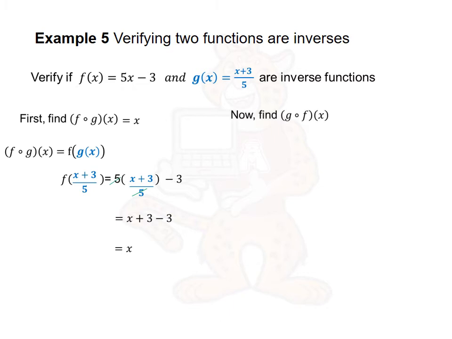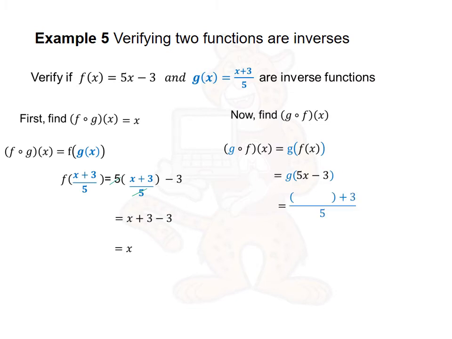Now let's see the other way around. What would be the composition of g with f? So by definition, g composed with f of x is the same as g of f of x. So in here, we're going to replace f into the function g. And the function f is 5x minus 3. So we're going to find g of 5x minus 3. And the function g of x is (x plus 3) over 5. So we're going to replace in this function the x by 5x minus 3.